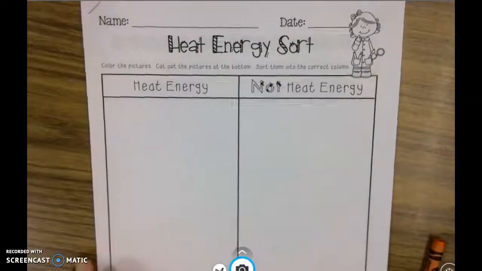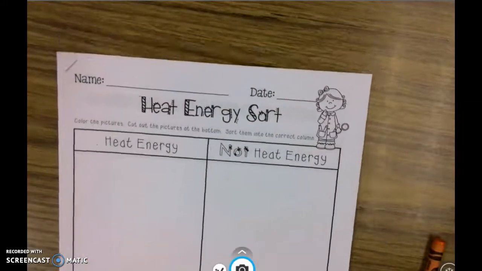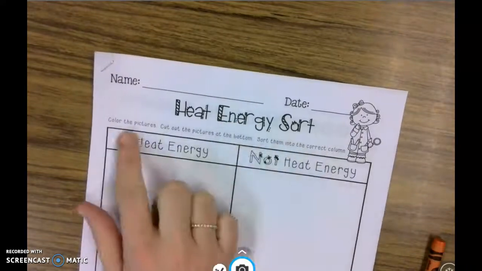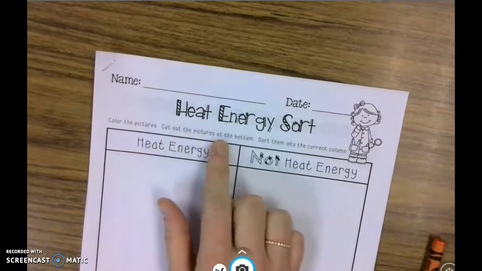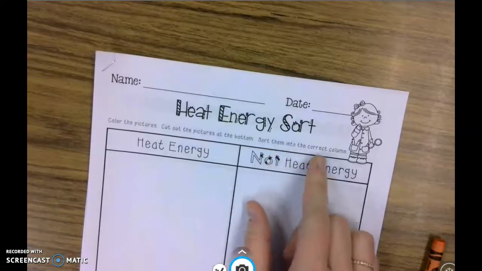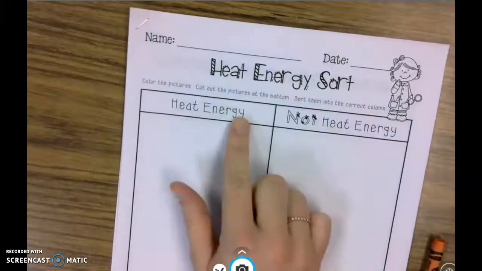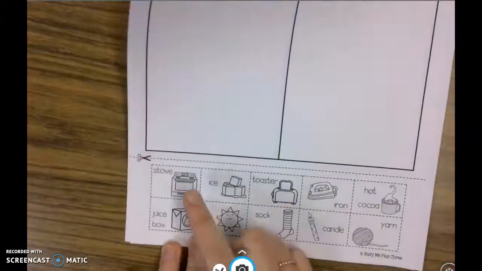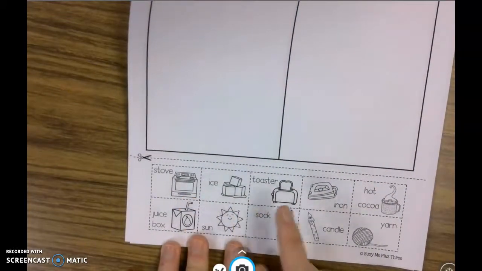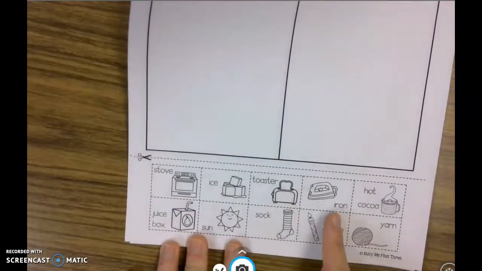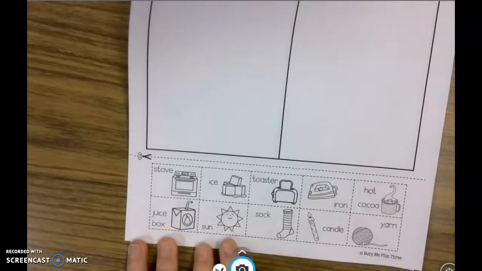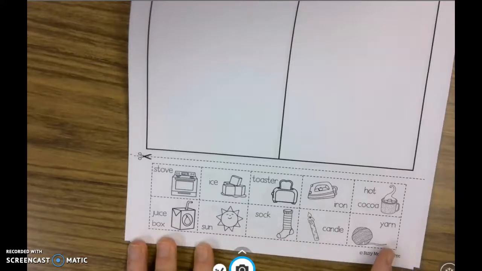Hi everyone, we are now on our next sort. So this says heat energy sort. Color the pictures, cut out the pictures at the bottom, sort them into the correct column. So we have heat energy, not heat energy. We have a stove, ice, a toaster, an iron, hot cocoa, juice box, sun, sock, candle, and yarn.